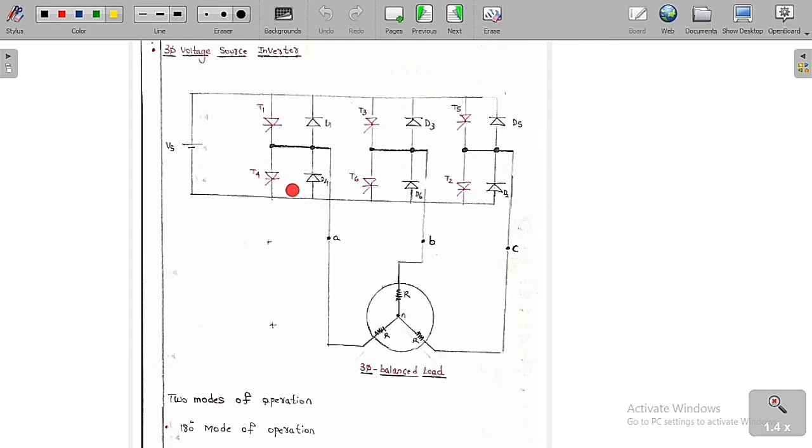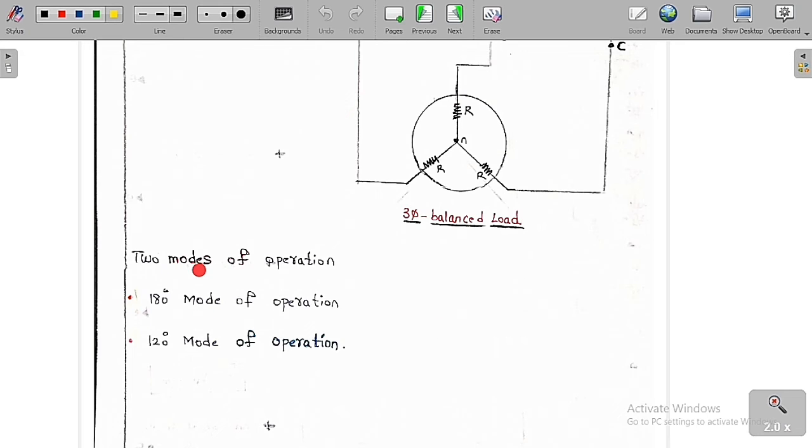So this is the circuit diagram of the three-phase voltage source inverter. By this we are going to convert a fixed DC into a three-phase AC source at the output. This is the balanced load we are going to connect at the output of this inverter. There are two modes of operation possible: the first one is the 180-degree mode of operation and the other one is the 120-degree mode of operation.